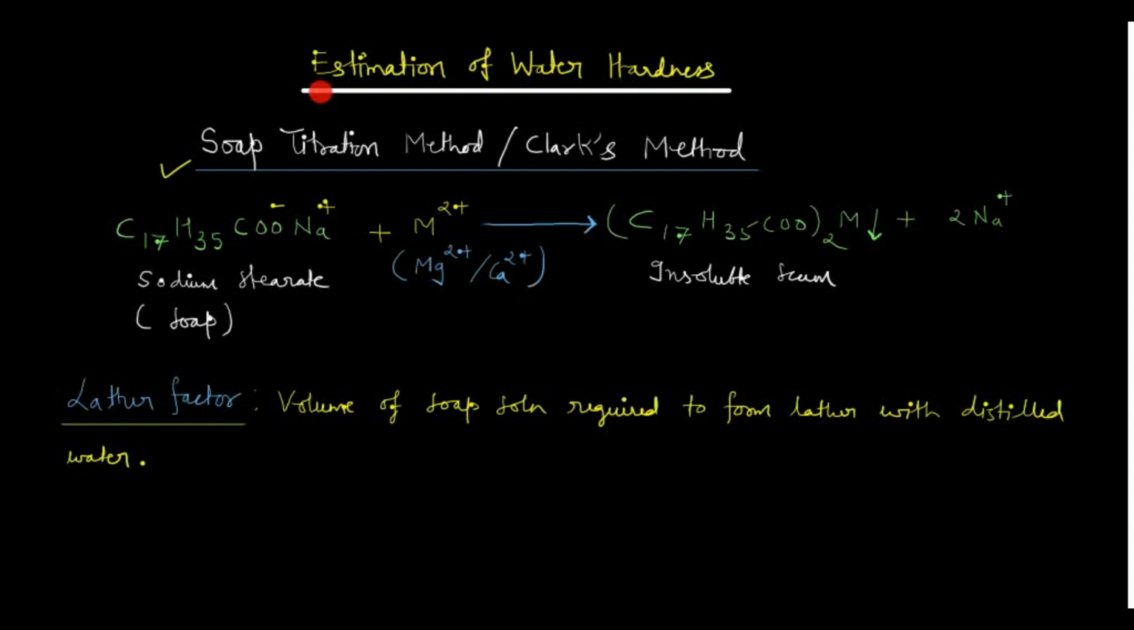So guys, in today's class I am going to discuss another very important method for the estimation of water hardness, and the name of the method is the soap titration method, which was developed by Clark. That's why the method is also known as the Clark method, right? As you know, the basic definition of water hardness is what? The soap consuming capacity of any water sample is called its hardness.